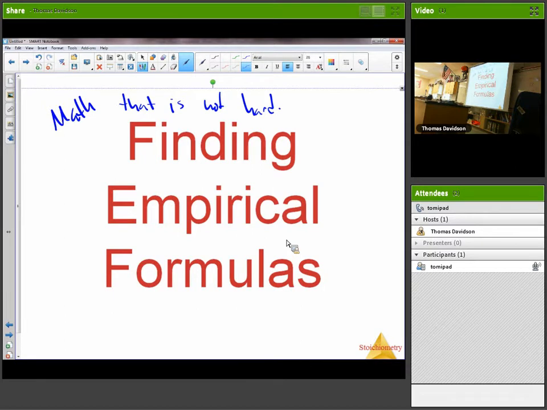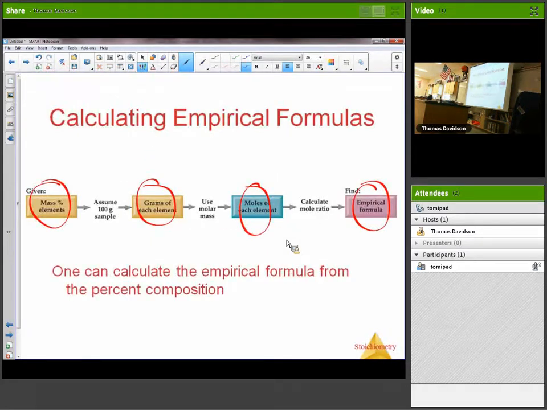All right, so here we go. Finding empirical formulas, when you look at this slide, might seem very intimidating, but I swear to you, you're going to enjoy it. Well, okay, I can't promise you that, but it won't be that bad.